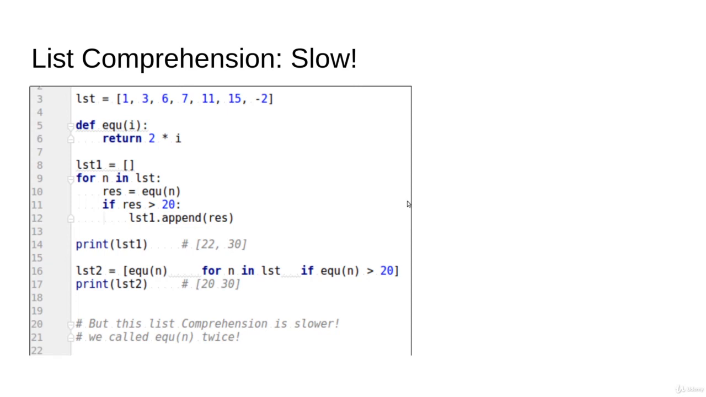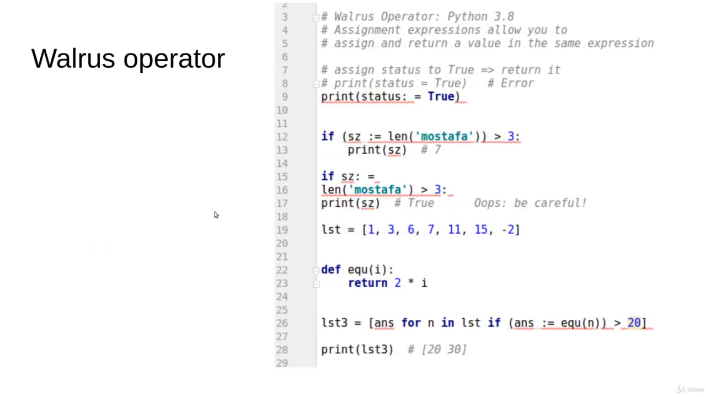There is a way to solve this problem with what we call the assignment expression, or the walrus operator. This operator is only available in Python 3.8, and it's as simple as it allows us to assign and return the value in one single expression. You cannot in Python write something like print(status = True). This will be an error, because this is just assigning True to status, attaching or binding it.